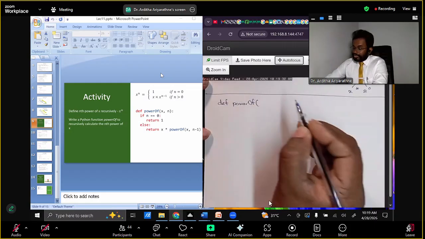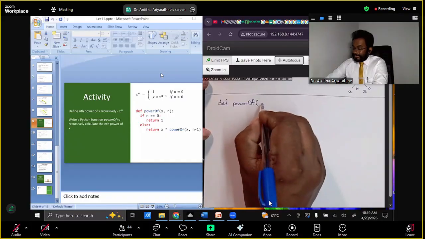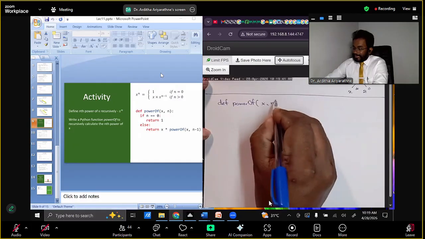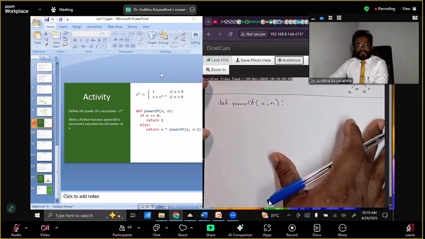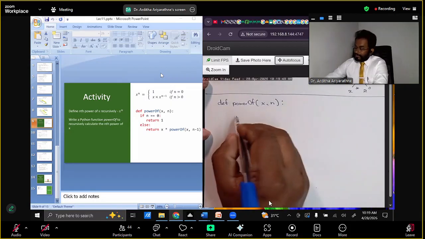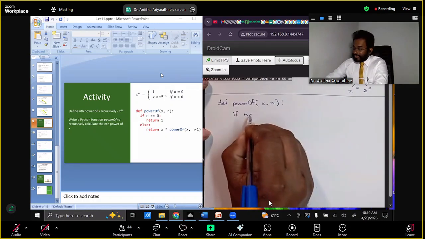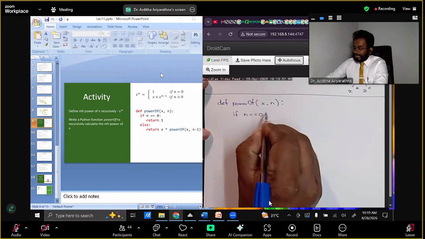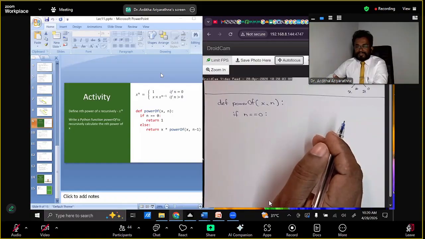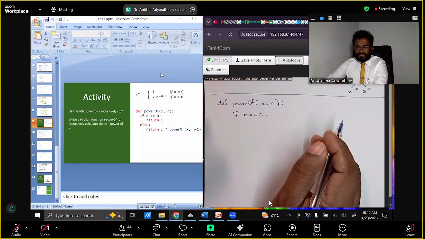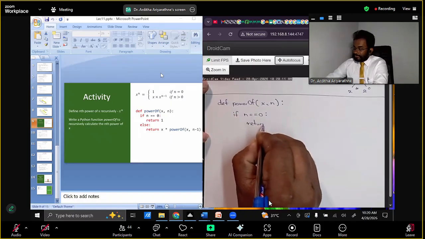Right, then there are two parameters. What are the two parameters? One is x, the base value, and n is the power. We need two parameters, the base value and the power. If n, the power, is equal to 0, we know that for any value, 2 to the power 0 or 5 to the power 0, any value to the power of 0, the value is 1. That's why we are returning 1.